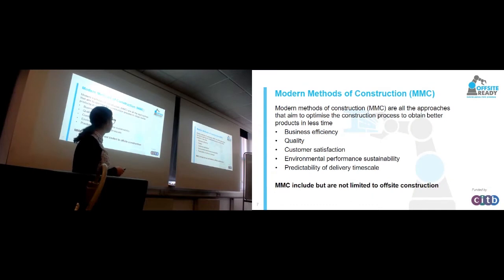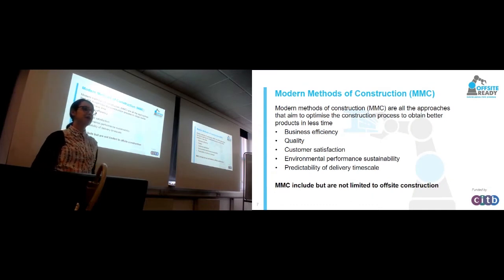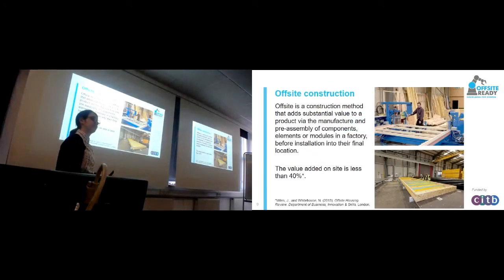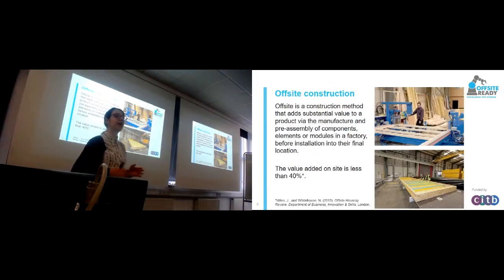Modern methods of construction. Really, modern methods of construction are about the process improvements, because their aim is to optimize the process. It's not a specific system, it's not a specific product. It doesn't matter what it is, so long as it improves the construction process. Now, offsite construction is a bit more specific. So offsite is really a way to achieve modern methods of construction, a way to achieve efficiency.